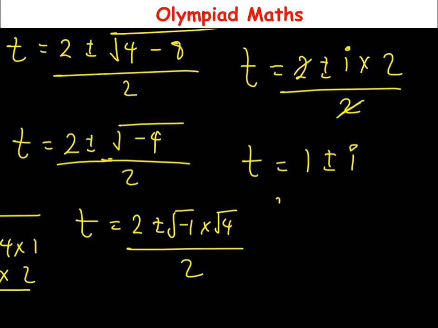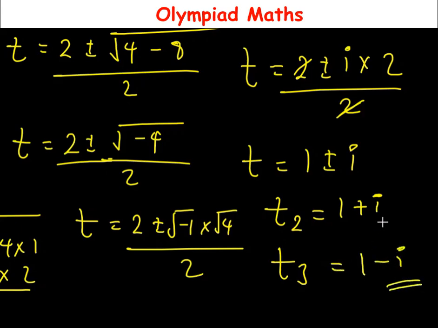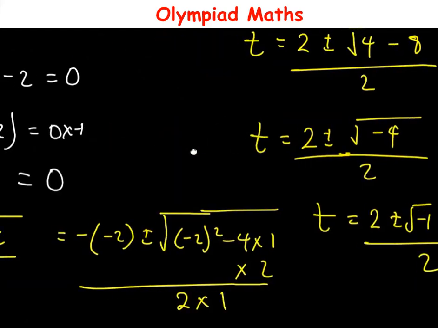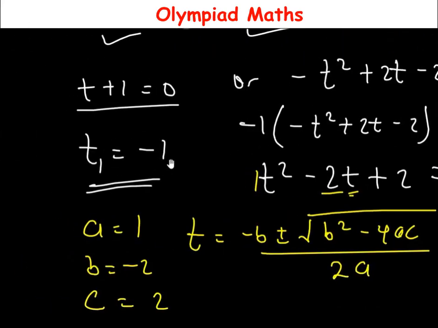So therefore, the second value of t is equal to 1 plus i, while the third value of t is equal to 1 minus i. So with this, these are the two complex solutions for the value of t. The real solution of t is t1 is equal to minus 1. Good. Now we've gotten the solution for the value of t.